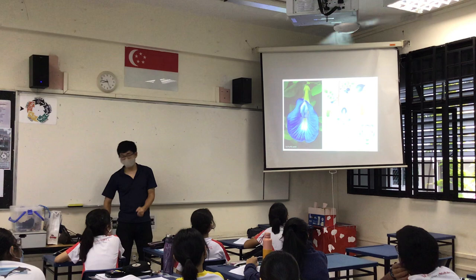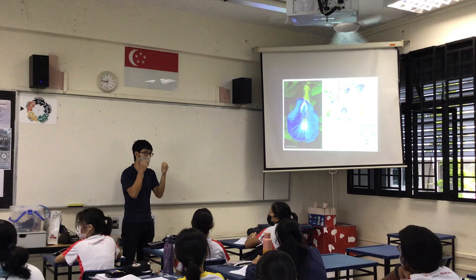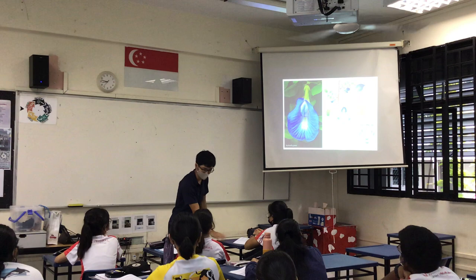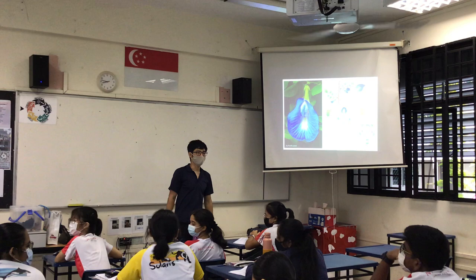The butterfly pea flower, if you crush it a bit and add it to water, you will see your water turn a beautiful, vibrant blue color. Lighter than the color you see on your table. Like Raksha's t-shirt, or Jovita or Nikita. That kind of blue is a beautiful blue.